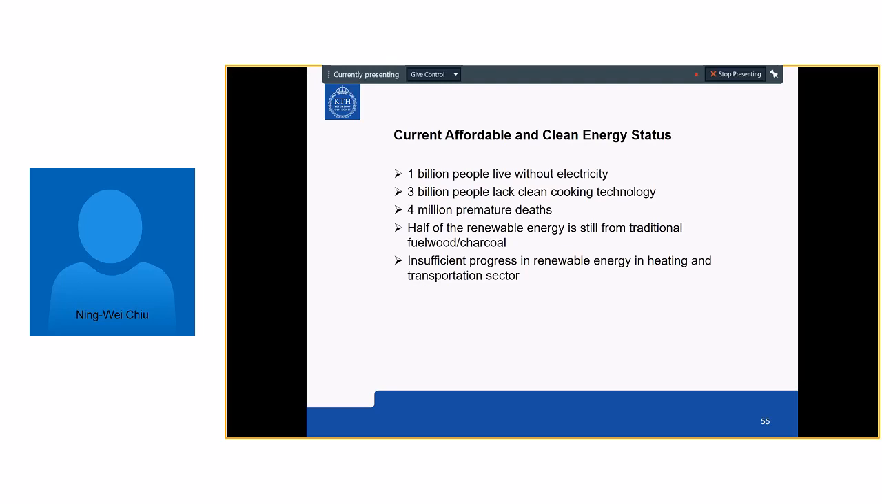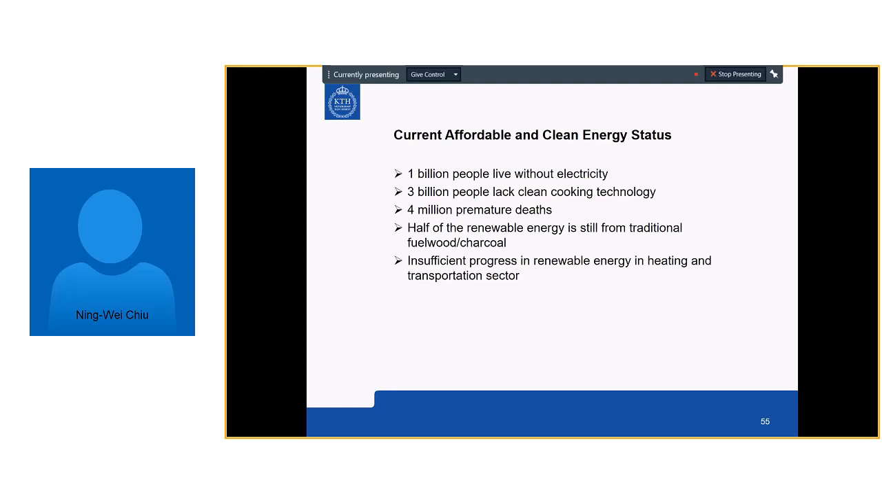And then here, 1 billion people live without electricity. 3 billion people lack clean cooking technology. So what's the consequence of not having clean cooking technology? Anybody? Emissions. Emissions, so it's for health again. You have a lot of housewives, maybe not just housewives, but people who are doing cooking indoors in developing countries. They get a lot of health issues, and this is something that we can improve by improving the cooking technology. 4 million premature deaths due to that.